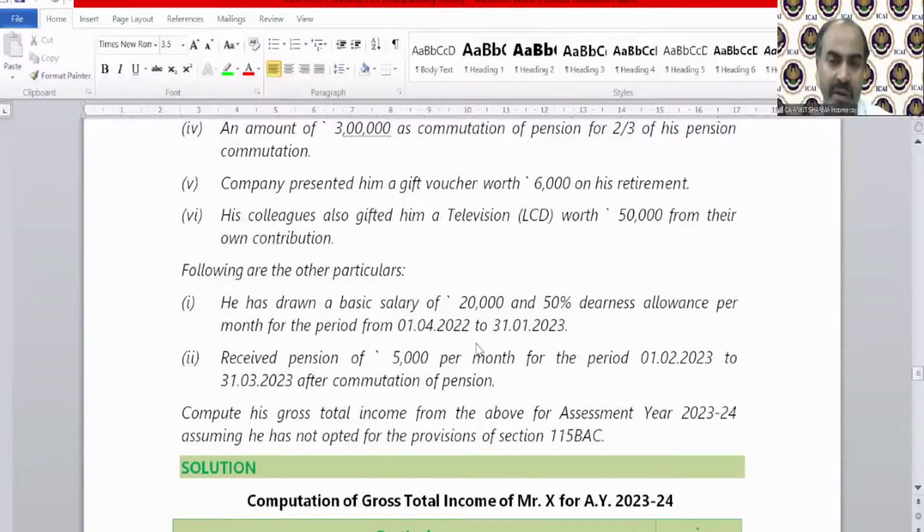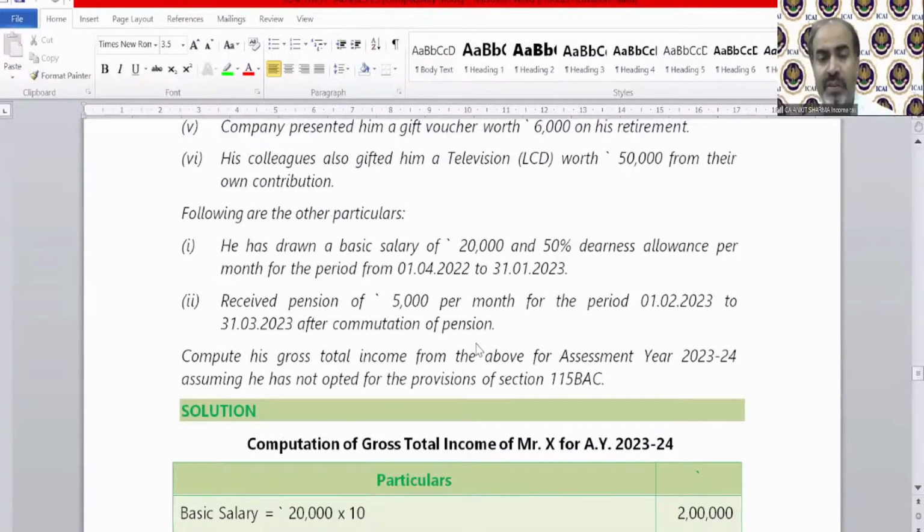Following are the other particulars. Basic salary 20,000 and 50% DA per month from April to January 2023. Received pension of 5,000 per month from 1st February 23 to 31st March 23. Now you need to calculate the salary, assuming that provision of 115BAC is not applicable. When 115BAC is applicable, certain exemptions cannot be claimed. So we are solving the provision assuming that 115BAC is not applicable.